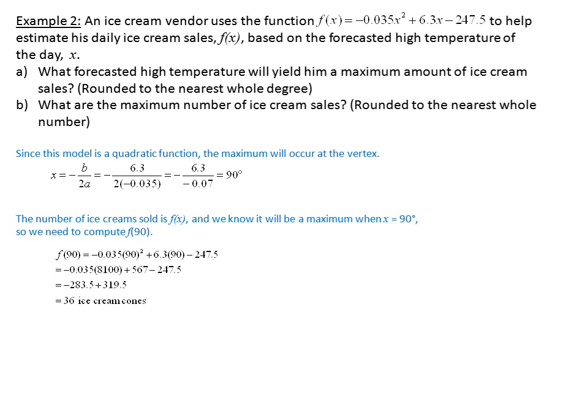For the maximum number of ice cream sales, which we are told is f of x in the directions, all we have to do is take our 90-degree forecasted high and plug it into the function. The function tells us ice cream sales when we know temperature. So we plug in 90 everywhere we see x and simplify, and we determine that the maximum number of ice cream cones he will sell in one day is 36, and we know that that occurs on any day where the forecasted high is 90 degrees.